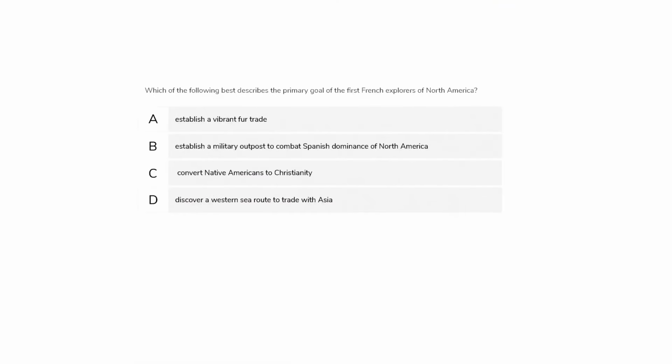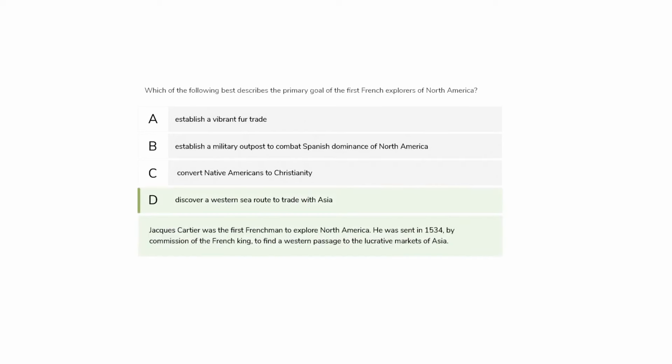Now for the next category, history. Which of the following best describes the primary goal of the first French explorers in North America? Well, France wanted to discover a western sea route to trade with Asia, also known as the Northwest Passage. So Jacques Cartier was the first Frenchman to explore North America. He was sent in 1534 by the commission of the French king to find a western passage to the lucrative markets of Asia.